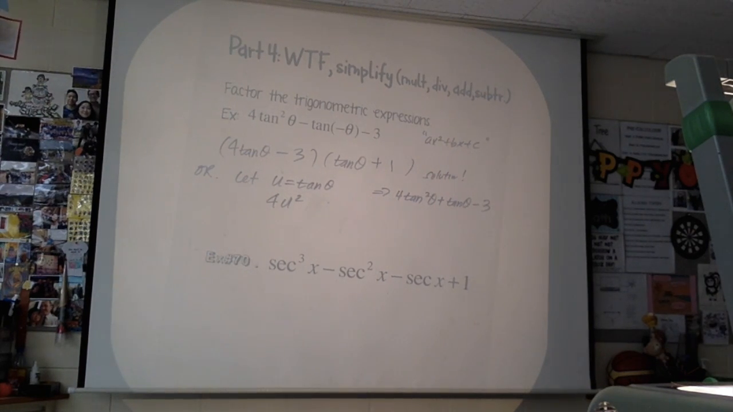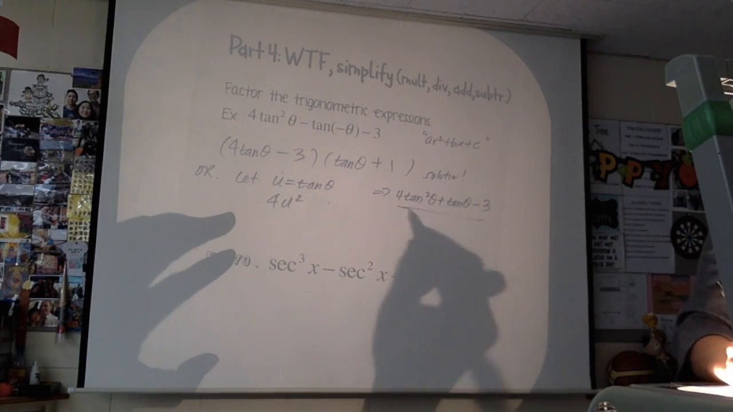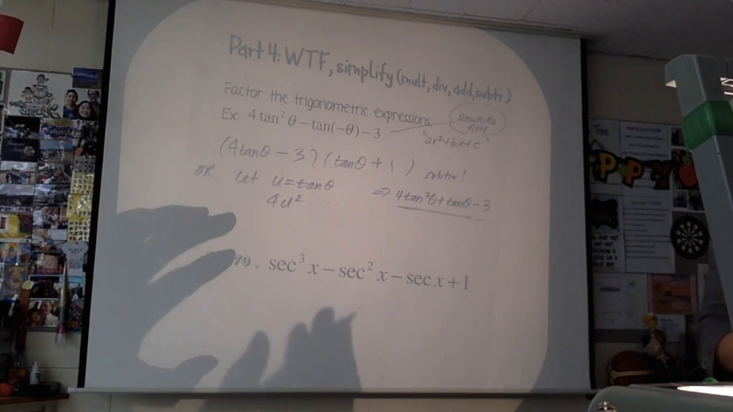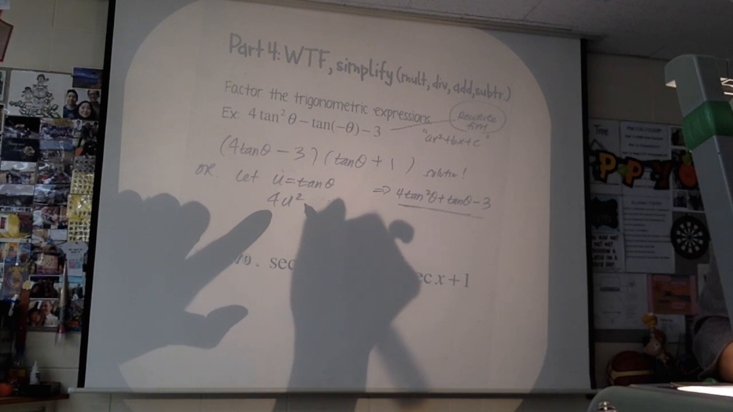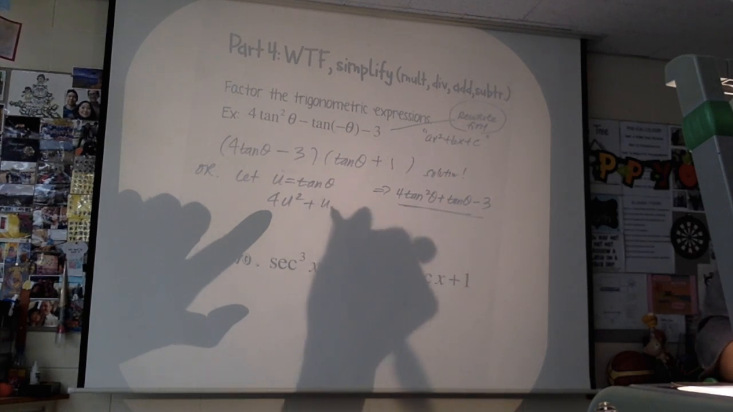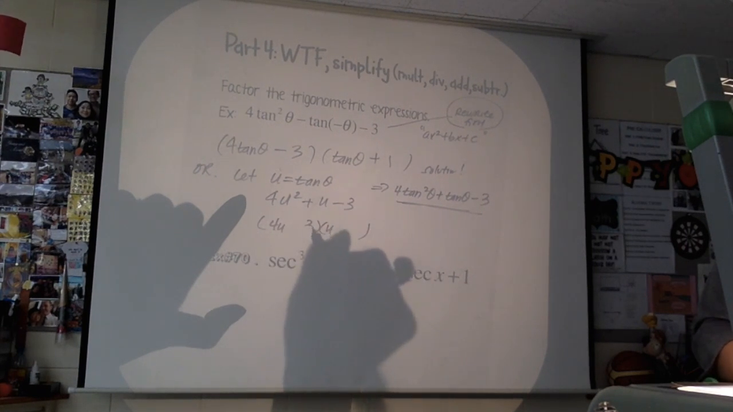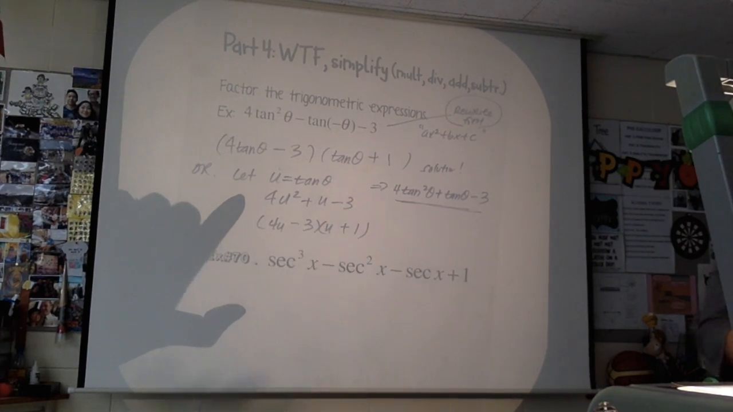Good. Actually, I was right on my answer sheet, and I was wrong here, okay? All right, so you guys, rewrite that first, okay? It's going to be 4u squared plus u minus 3, and then you factor that. It's easy for you, right? That's a basic factoring question. Plus here, minus here, and you're done.